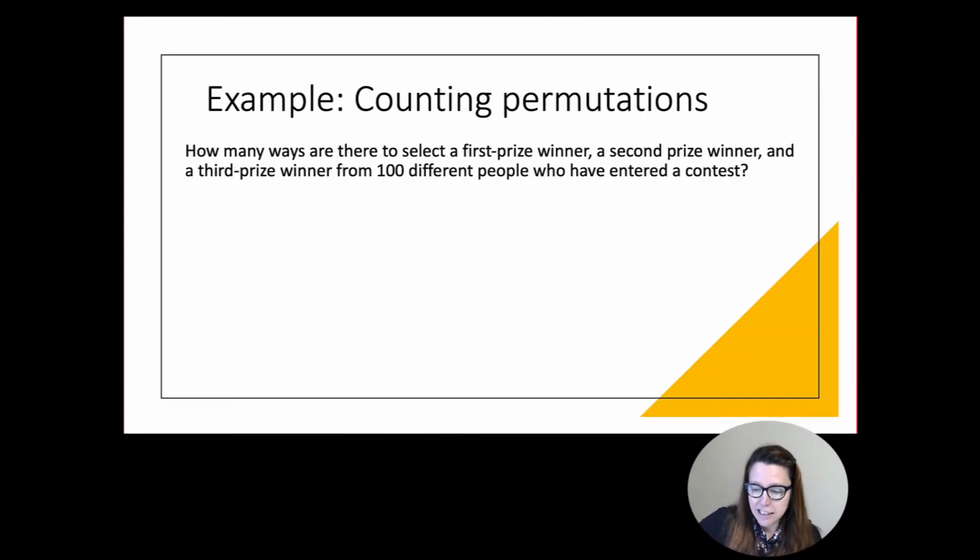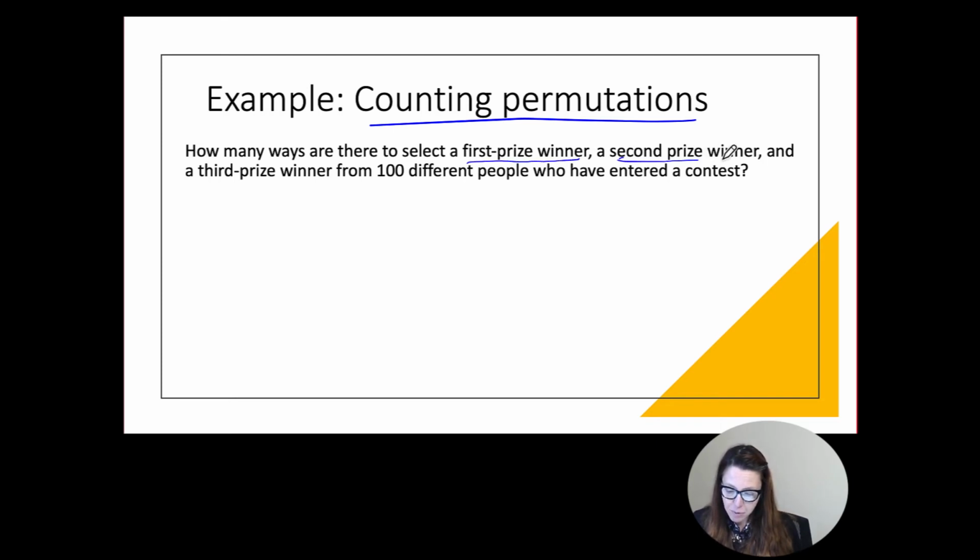So let's apply it, because now we've got a nice simple way to do this. So let's count some permutations. How many ways are there to select a first prize winner, a second prize winner, and a third prize winner from 100 different people who have entered a contest? So this is not written as a permutation. I didn't ask you to tell me what is P, N, R, but the first problem you have is, well, what's N?